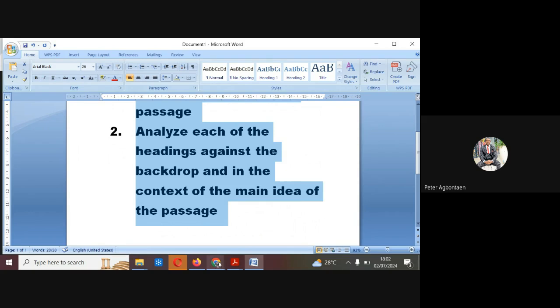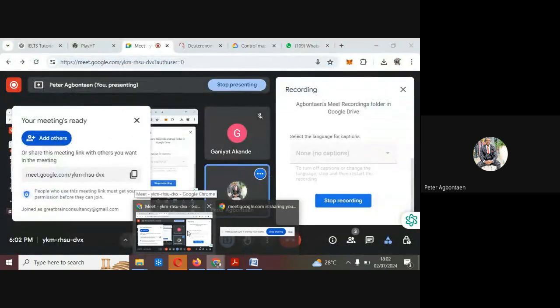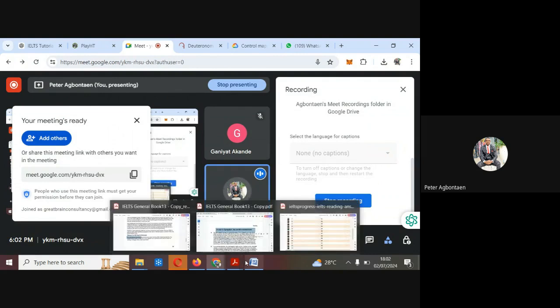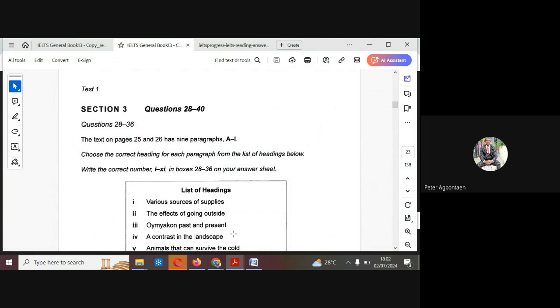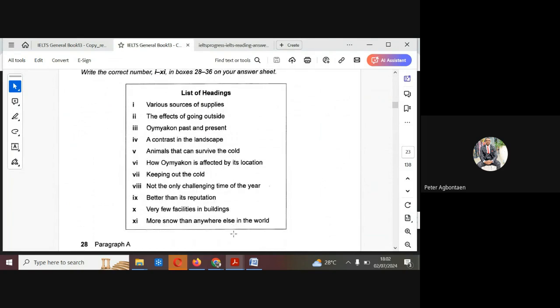Now what that means is, since you already know that this passage is dealing with how life and living are in Oyemako, the next thing that you got to do is that you go to the list of headings. And when you go to the list of headings, you look at the list of headings one after the other, and you will be asking yourself a question. And that question would be, the paragraph that this heading is the answer to, what would that paragraph be talking about? Because remember, each of these headings that you see here is a potential answer to each of these paragraphs.